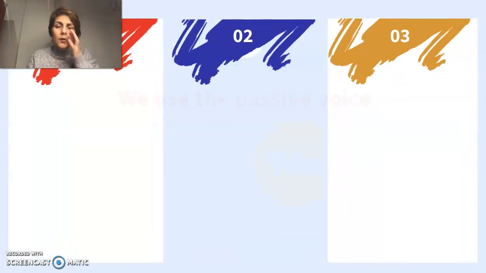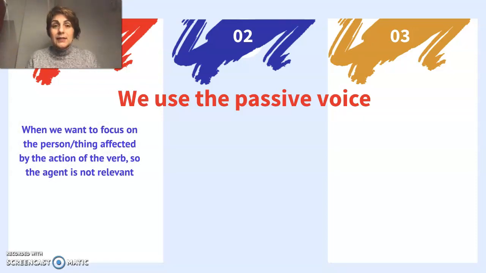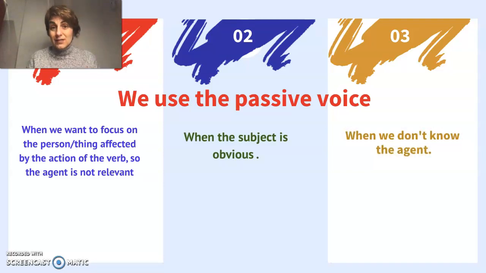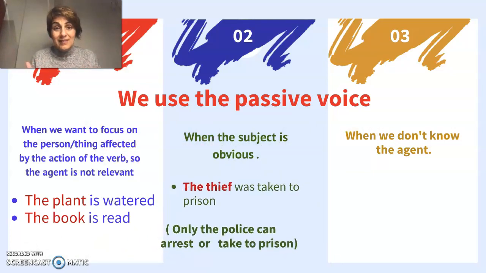Now, when do we use the passive voice? I mean, what is the reason for us to use a passive sentence? Well, first of all, when we want to focus on the person or the thing which is affected by the action of the verb, so the agent may not be so relevant. That is, sometimes when we say something such as the plant is watered or the book is read, what really matters here is that the plant is watered and the book is read. But the people who did this action is not so important at all.